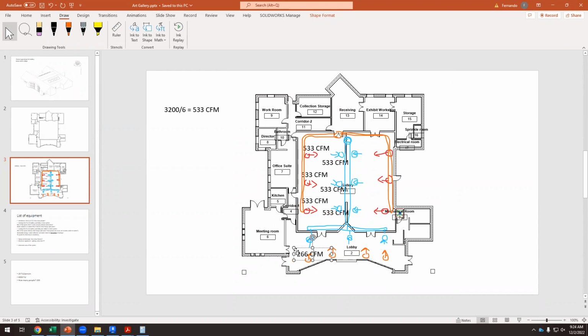Okay, and now this is not 266. This is 800 divided by 4. So it's 200. So each diffuser is 200. And then probably I can extend this to that place, and then I can extend this here. Okay, that makes sense.